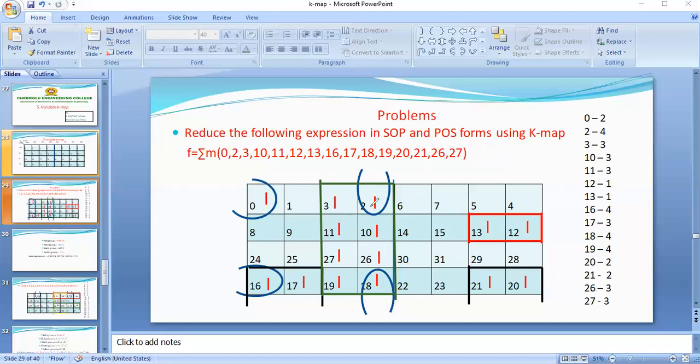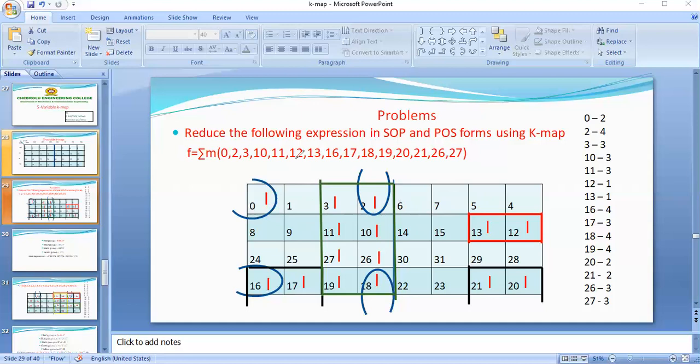Similarly, for minterm 3, the number of adjacencies is 3. For minterm 10, where is 10? Here is 10. The number of adjacencies here is 3. For minterm 11, the number of adjacencies is 3. See here, for 8, 12 is adjacent. For 9, 13 is adjacent. For 11, 15 would be adjacent, but in 15 there is no minterm representation here. Because of that, for 11, 3 numbers are adjacent: one is 3, one is 10, one is 27. So the number of adjacencies for cell 11 is equal to 3.